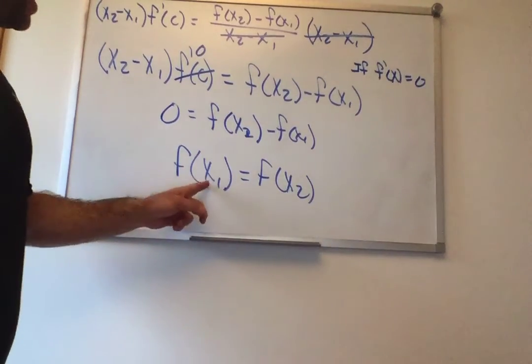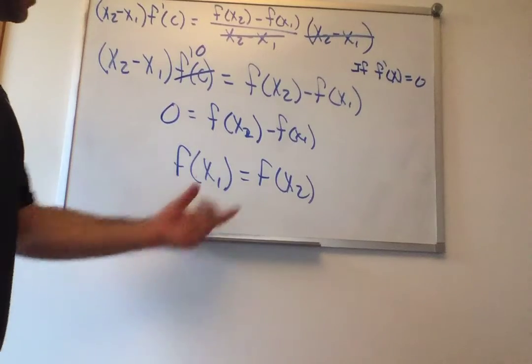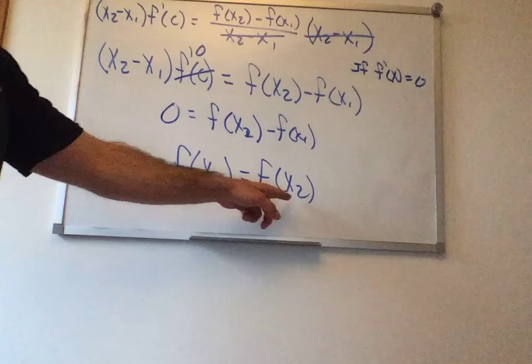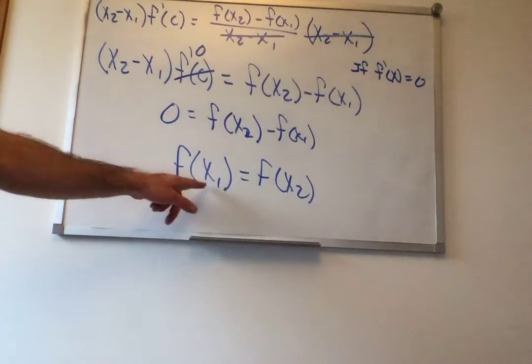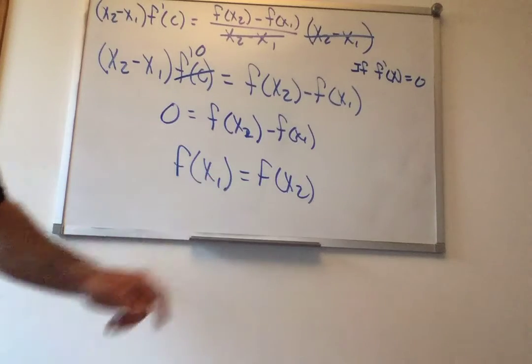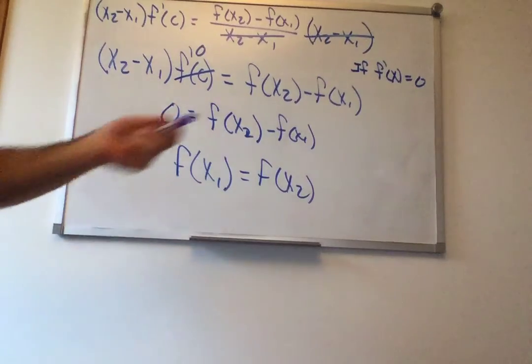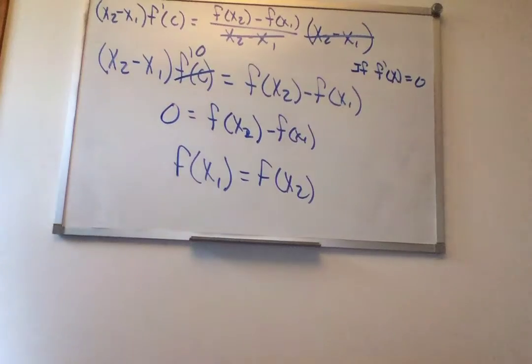So since I picked x1 and x2 arbitrarily, I just picked them at random inside our interval a to b, that means it applies to every number inside that interval a to b. So every number should be equal to itself. Therefore, the function should be a constant function. Okay? So all it's saying is if we know the derivative is equal to 0 on an interval, we know it's a constant interval.